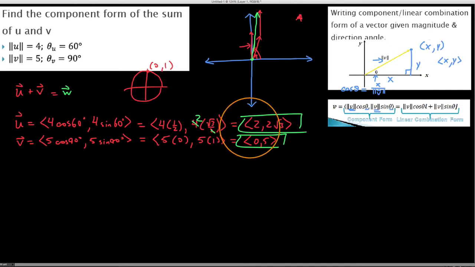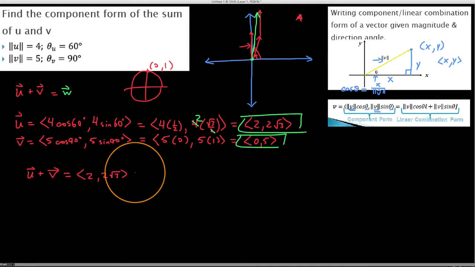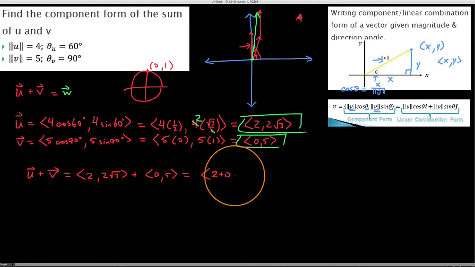So what we wanted to do was find the sum of these two vectors. We say u plus v. And so if I'm going to find vector u plus vector v, I'm really going to add these in component form. We have 2 comma 2 root 3 plus now 0 comma 5. And so if we were to sum these together, we would get 2 plus 0, and then 2 root 3 plus 5. And so what this simplifies to is 2 comma 2 root 3 plus 5.